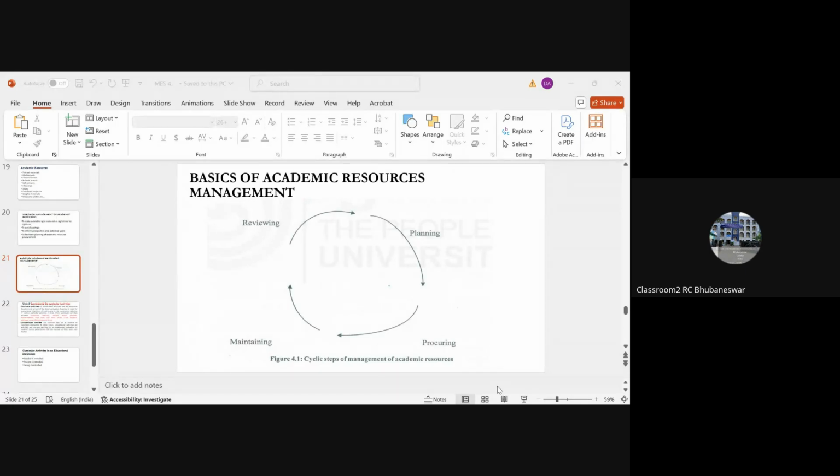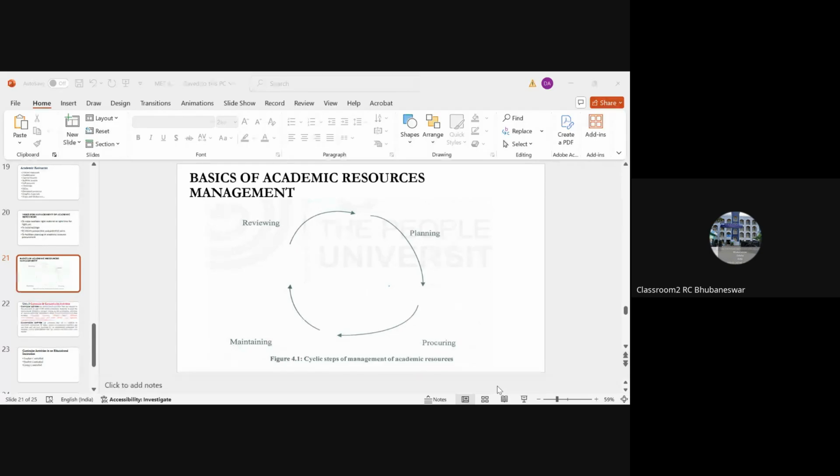Then procurement. What is procurement? Procuring. It means to buy. While we are managing a planning for improving the academic resources, automatically some materials are required to improve the academic resource, and that should be procured, that should be purchased.